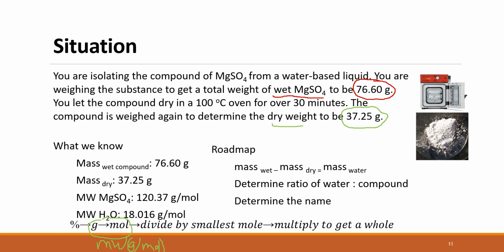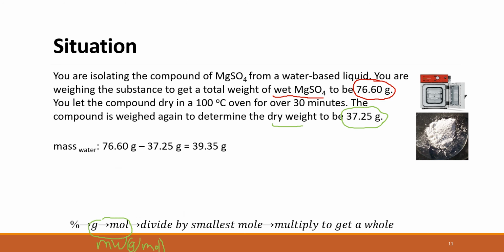Roadmap. First, to figure out the mass of the water, subtract the 2 masses. Then we're going to determine the ratio of water to the compound. That's why we have to get it into moles, because when we're comparing ratios, we can only compare ratios if the units are in moles. We cannot compare ratios when they're in grams. So it has to be in moles first. So that's why that step is so important. And we'll see that in stoichiometry as well towards the end of this chapter. So always convert to moles when you're comparing ratios. And then last but not least, determining the name.